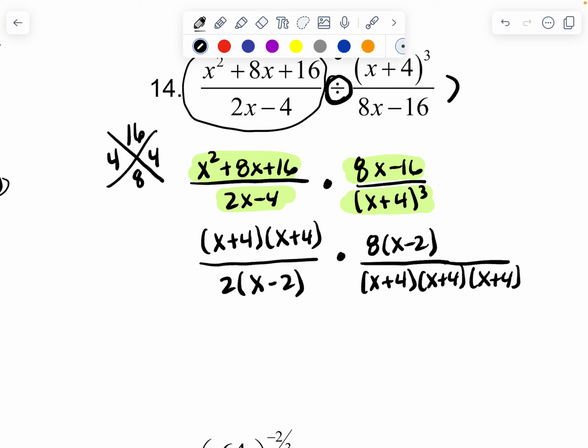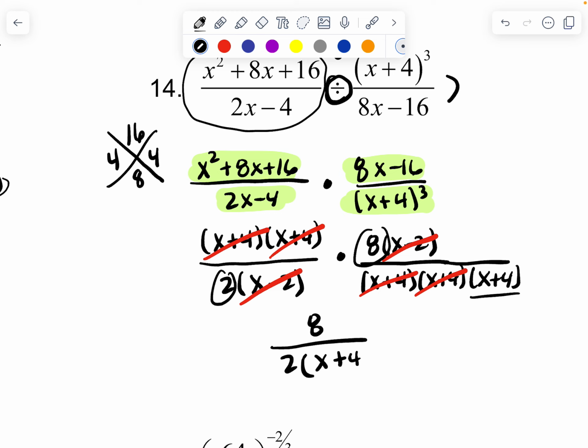Okay, now let's go ahead and cancel stuff. This is the fun part. Look, x minus 2 and x minus 2, done. There's an x plus 4 on the top, x plus 4 on the bottom. Another x plus 4 on the top, another x plus 4 on the bottom. So what do I have left over on the top? Just this sad little 8. What's left over on the bottom? A 2 and an x plus 4.